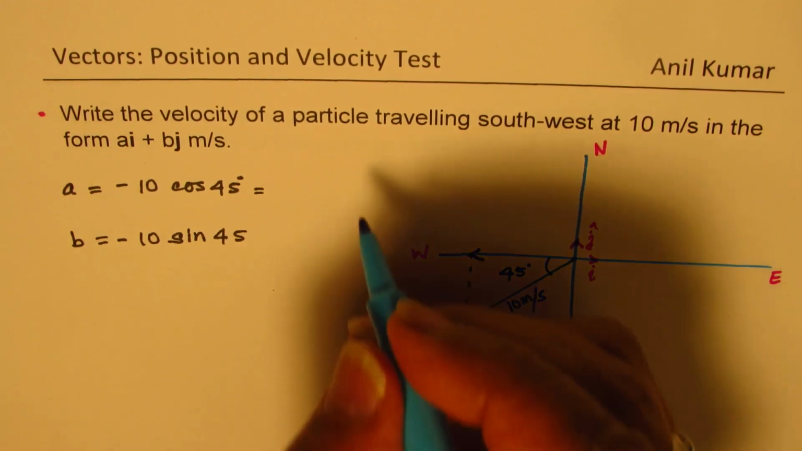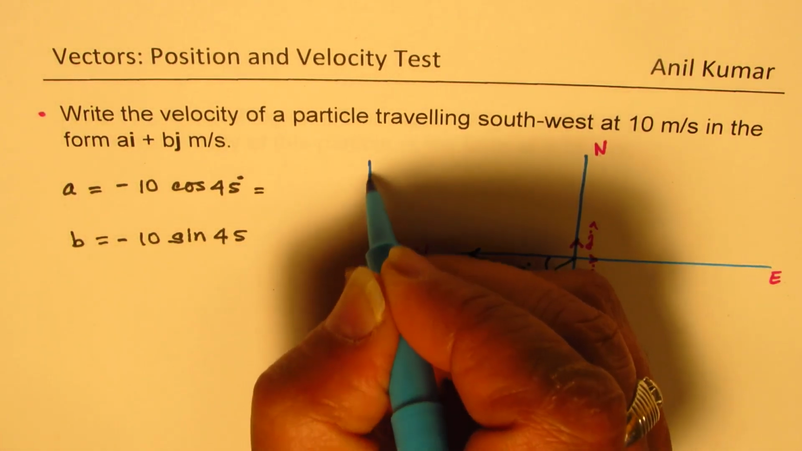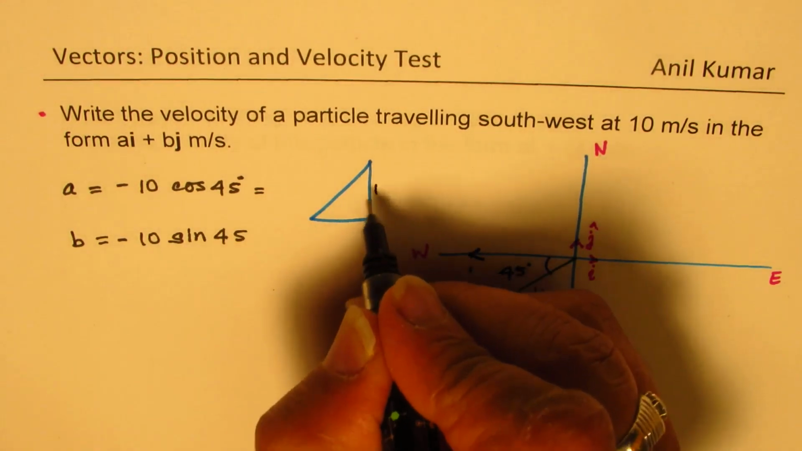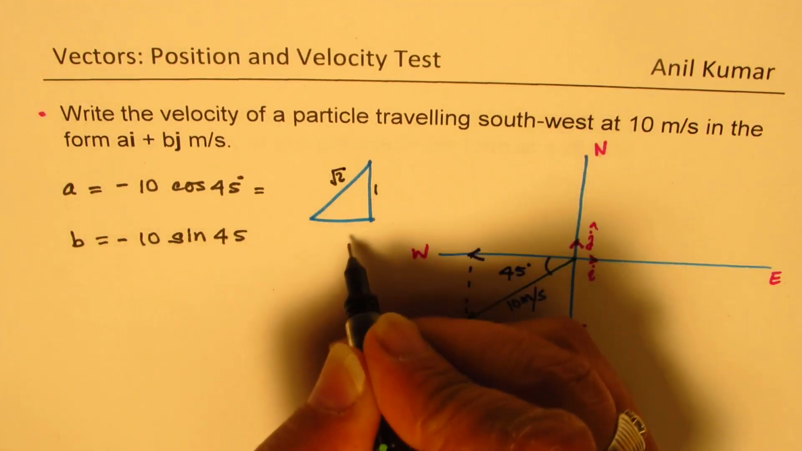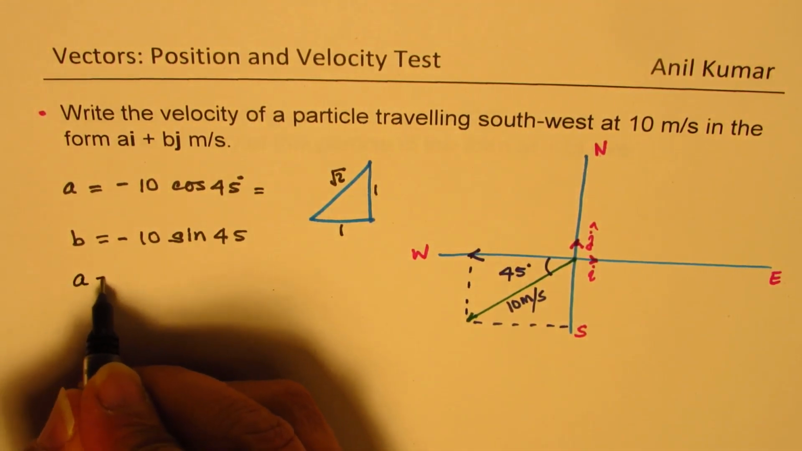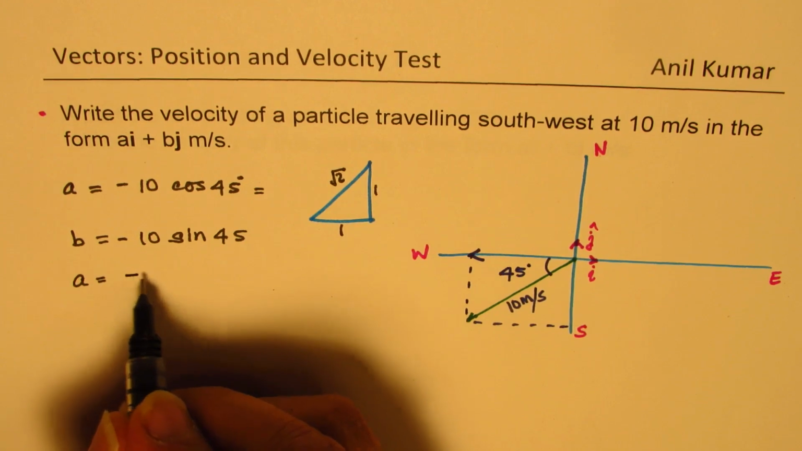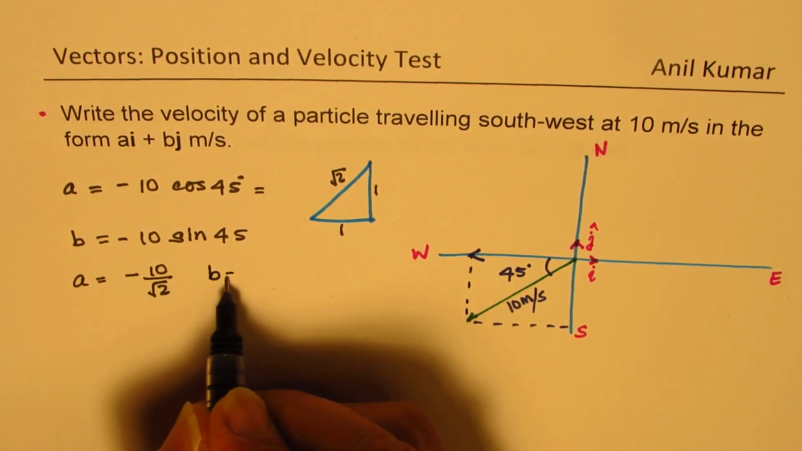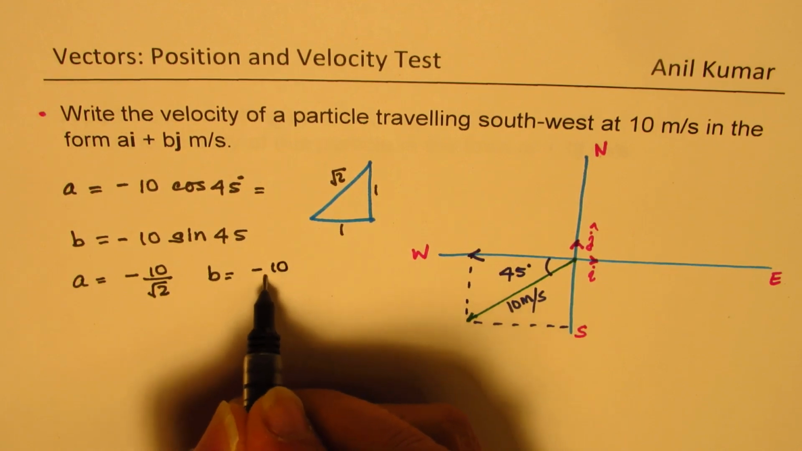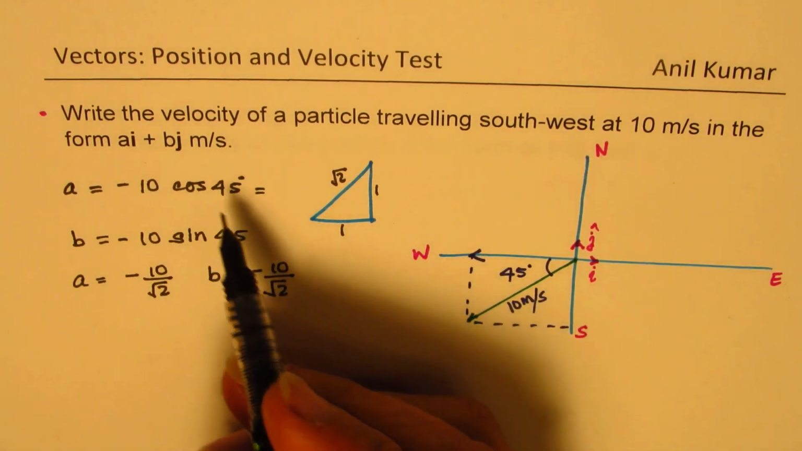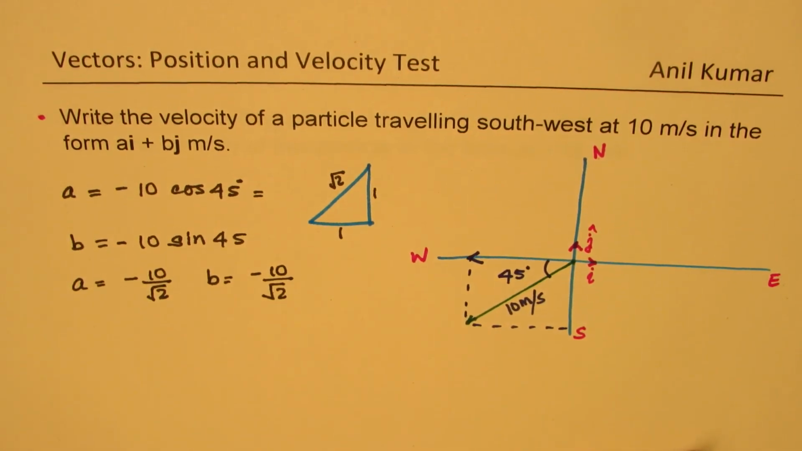So as you know, cos 45 degrees basically comes from a right angle triangle. Sides are 1, 1, and square root 2. So we have 1 over square root 2. So a basically is minus 10 over square root 2, and b is also minus 10 over square root 2. Is it clear? So we could write it like this as our answer.